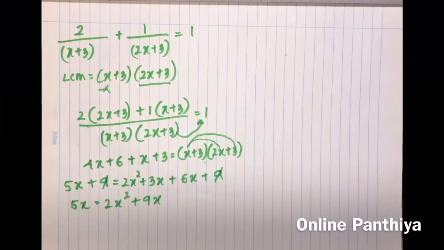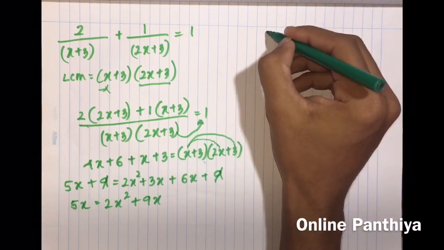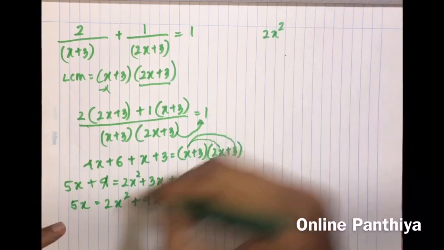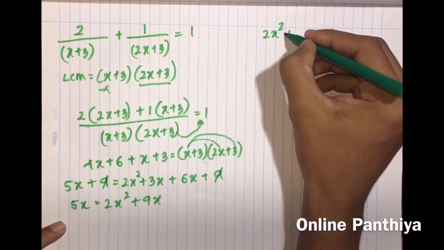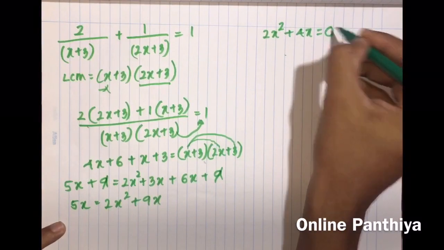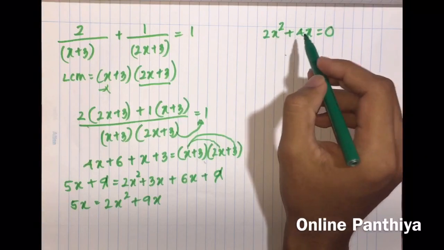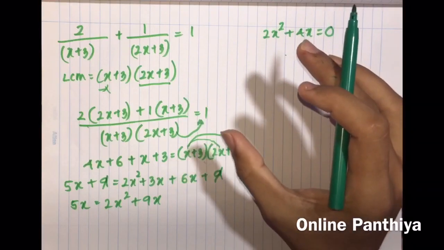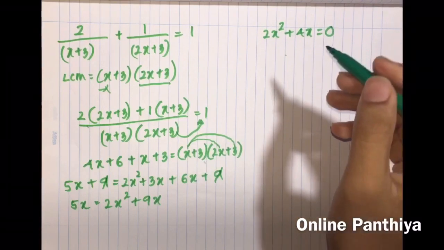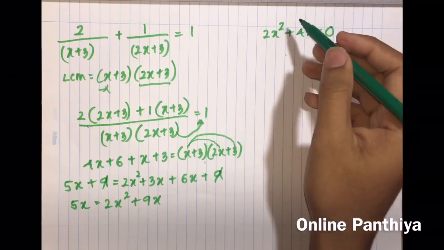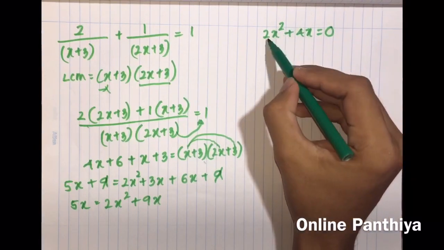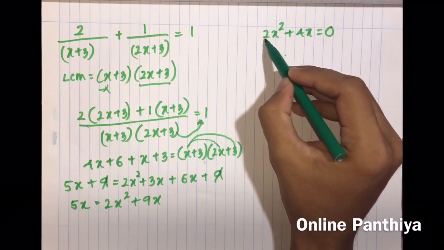Now let us bring all to one side. I'll bring 5 to this side, then I have 2x squared plus 4x equal 0. And now we are going to do this using the completing square method. First thing, I have already taught you in the completing square method, always this coefficient should be 1.